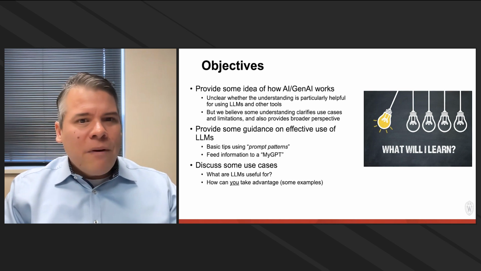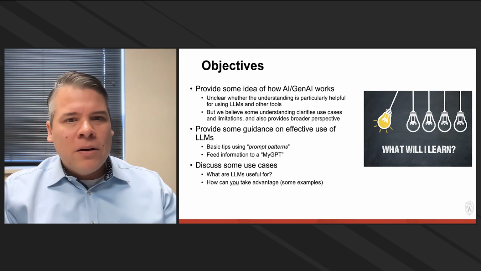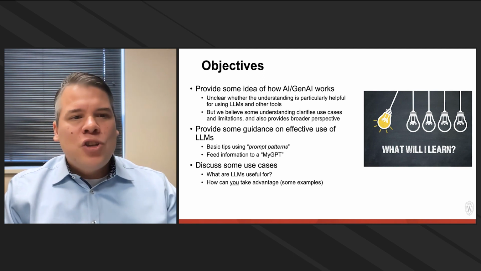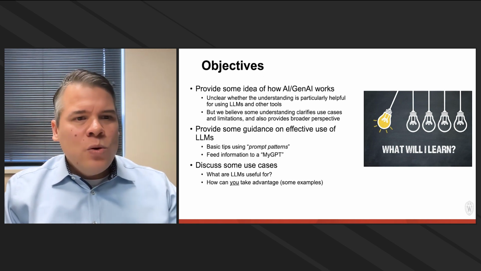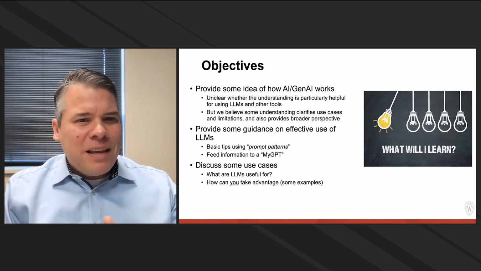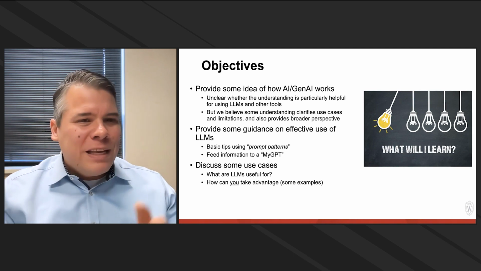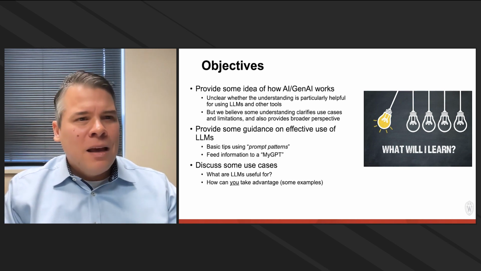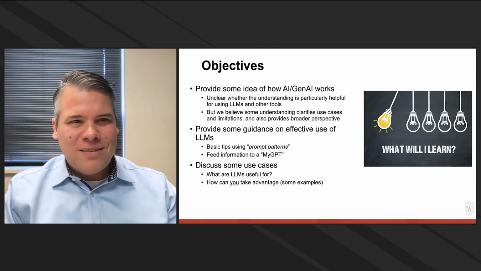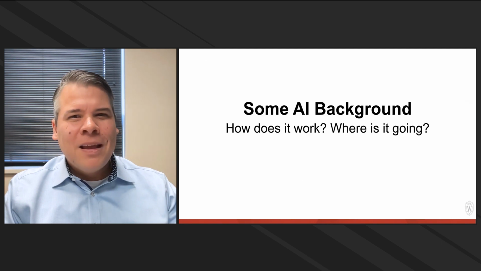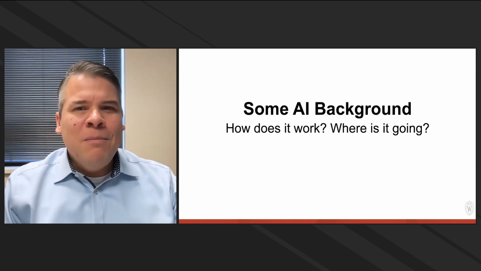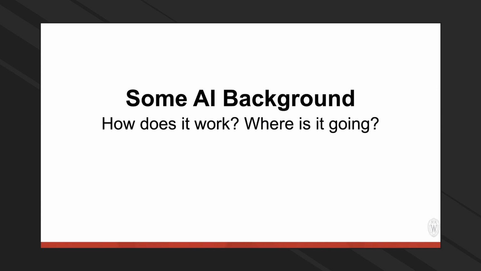Furthermore, we're going to try to provide some guidance, and Enno's going to do that part, on the effective use of large language models. So we're going to provide some general tips on prompt engineering, as well as show you some recent applications by showing you how to put together what is called a MyGPT in the context of a particular use case. So let me provide some AI background. How does it work and where is it going?